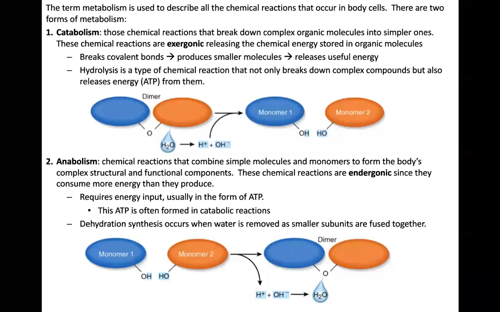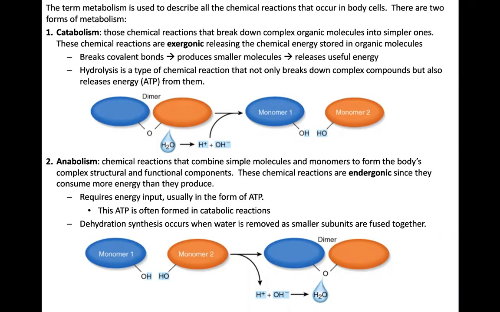In other words, it's breaking covalent bonds like what we see here with our dimer, which means that these two things are bonded together. We break them apart into individual monomers, which means that they're individualized, so they're not together anymore. And in doing so, energy is released. This is what we do in our body with the food that we ingest so that we can use that energy to power things like our muscles when they contract.